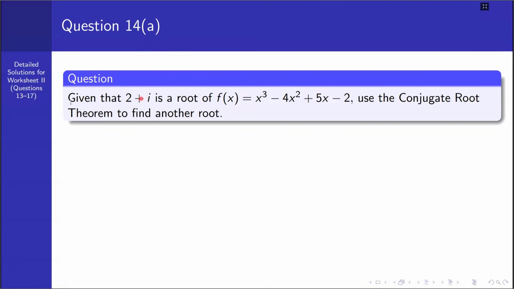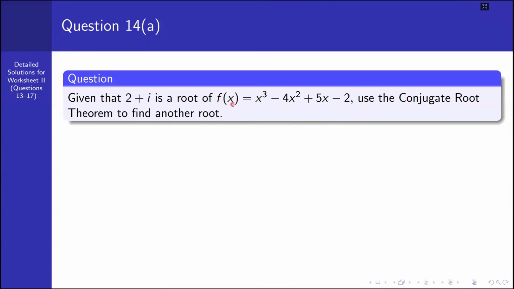Next question. Given that 2 plus i is a root of f of x equal to x cubed minus 4x squared plus 5x minus 2, use the conjugate root theorem just to find another root. We are asked just to find the conjugate root of this polynomial.